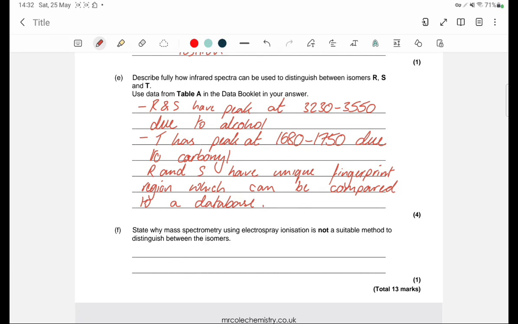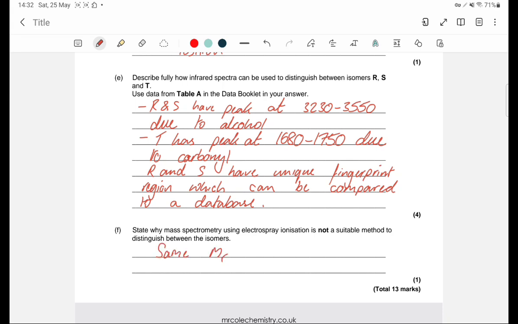Question F wants you to state why mass spectrometry using electrospray ionization is not a suitable method to distinguish between the isomers. This is because all the isomers have the same number of each atom, and therefore they have exactly the same Mr.